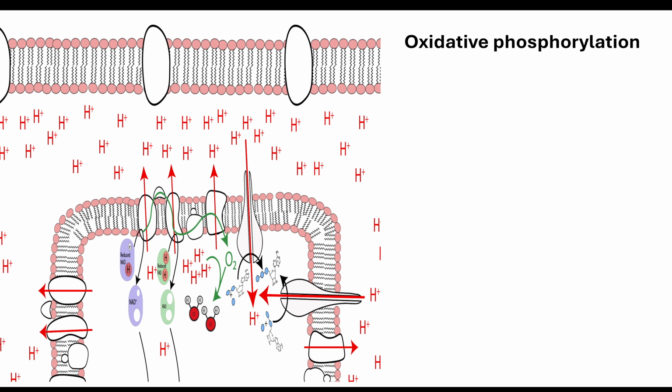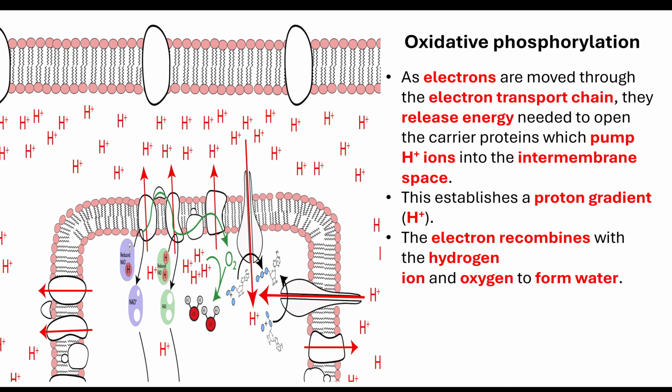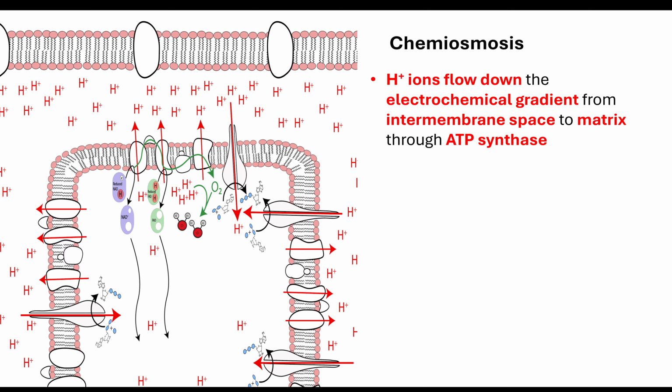So let's just go back and check this one last time. As the electrons are going to move through that electron transport chain, they're going to release this energy, the energy for those carrier proteins to pump the hydrogens against their concentration gradient into the intermembrane space. That is going to establish a proton gradient. The electrons can recombine with the hydrogen ions and oxygen to form water because oxygen is the final electron acceptor.